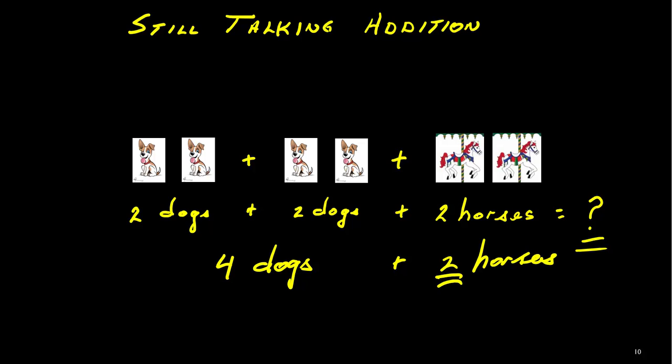Notice that we don't combine the numerical values whenever the units are different. You probably heard this back in grade school. You can't add apples and oranges. That's exactly what that means. If the units are different, you don't combine the numbers.